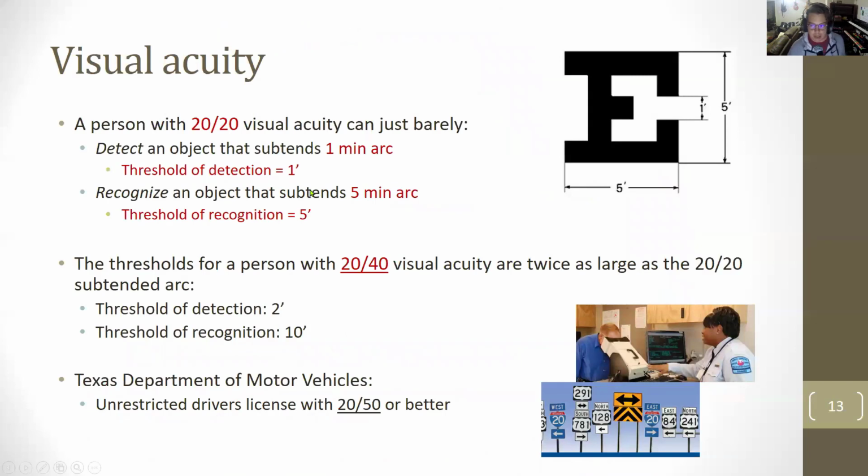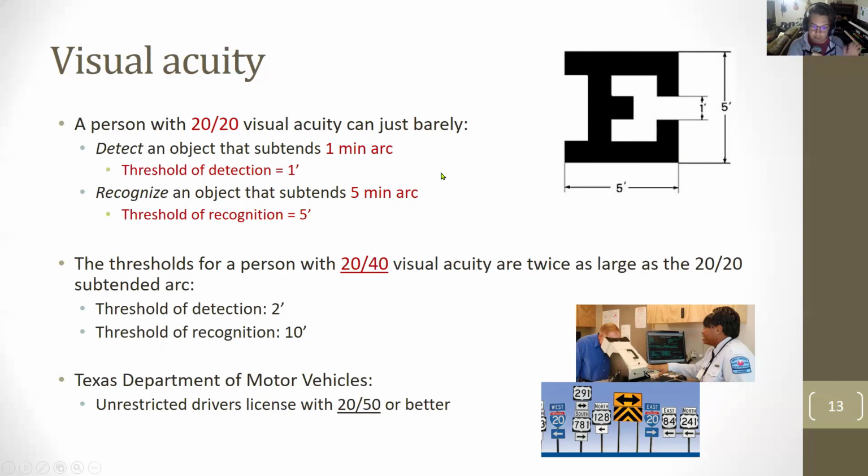This is a bit of a recap, but if we are Joe standard, we see 20/20, then our threshold of detection is 1 minute of arc. We need at least 1 minute of arc of gap. We need at least 1 minute of arc of stroke width in order to see any shape at all. If it subtends 5 minutes of arc, that's enough for us to recognize it's an E as opposed to just a blob or a dot. So we need to get at least that much subtended angle to recognize a complex shape. So that's 20/20.